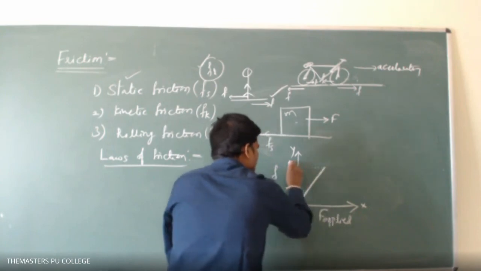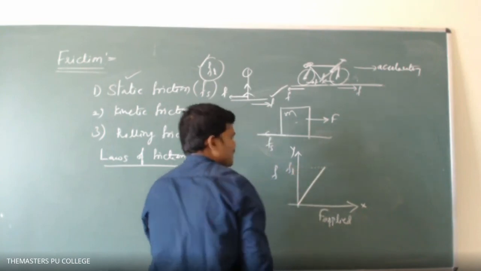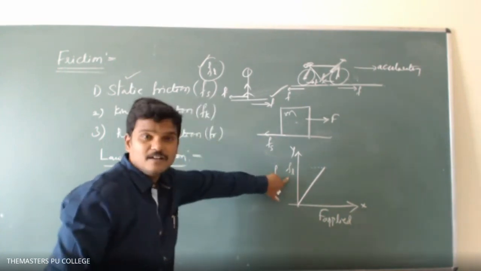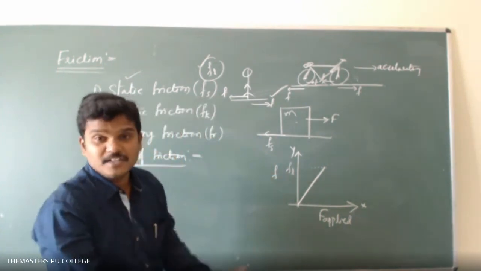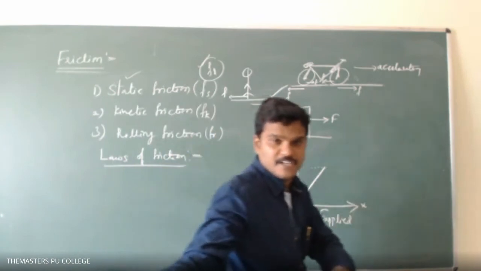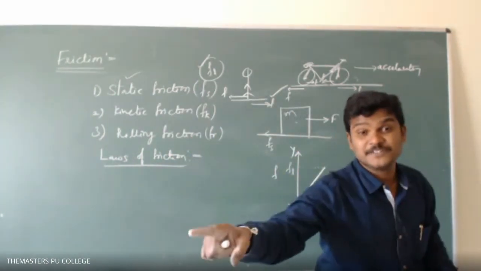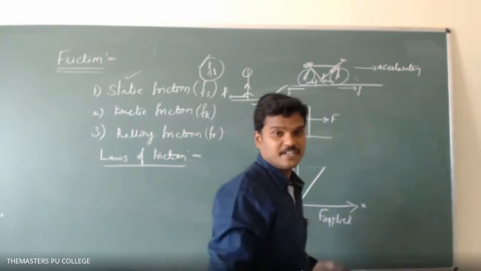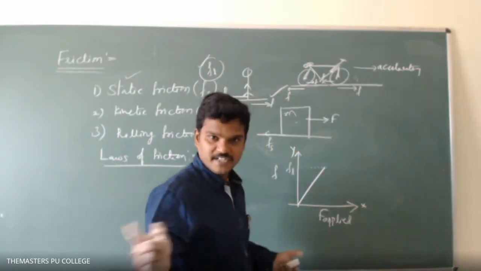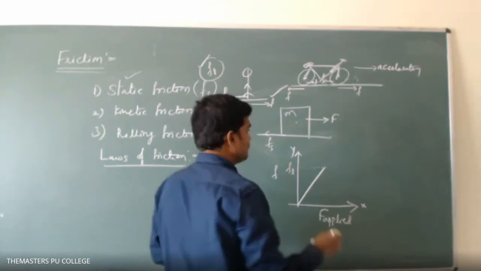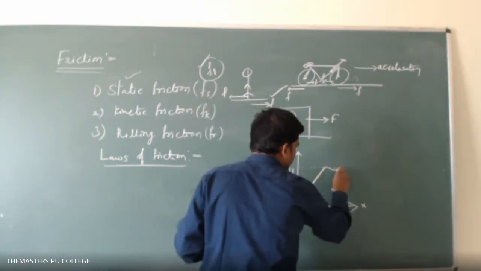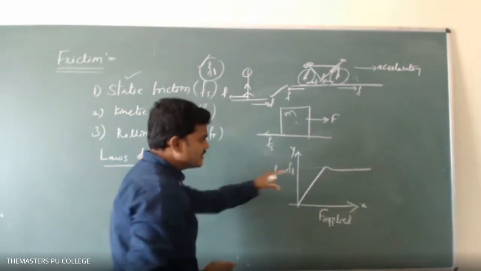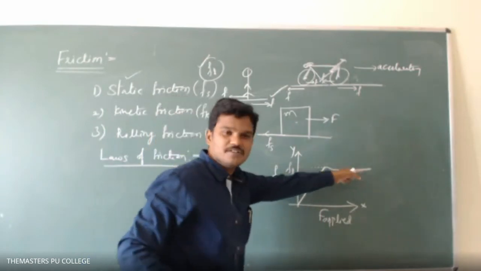The maximum value of static friction is called limiting friction, F_L. After the limiting friction, if I apply more force, what happens? Static friction reaches its maximum value and is converted into kinetic friction. That means kinetic friction will decrease, like this, so you see the graph like this. It decreases a little, then the body moves with some constant speed.